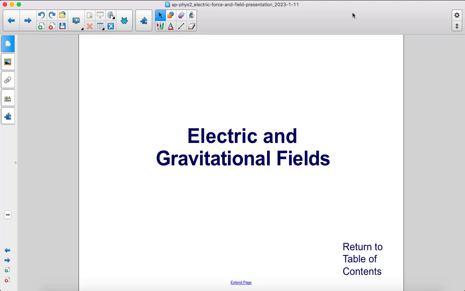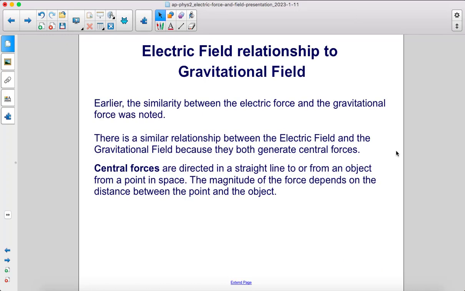Electric and gravitational fields. Earlier, the similarity between the electric force and the gravitational force was noted. There's a similar relationship between the electric field and the gravitational field because they both generate central forces. Central forces are directed in a straight line to or from an object from a point in space. The magnitude of the force depends on the distance between the point and the object.